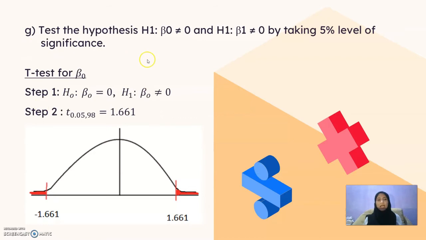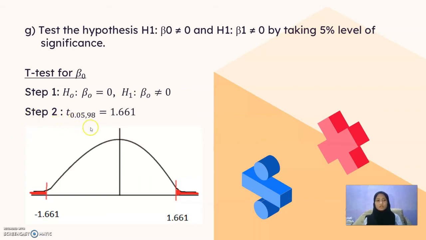Question G. Test the hypothesis H0 beta 0 equal to 0 and H1 beta 1 not equal to 0 by taking a 5% level of significance. First, we need to test for beta 0. Step 1. H0: beta 0 is equal to 0. H1: beta 0 is not equal to 0.